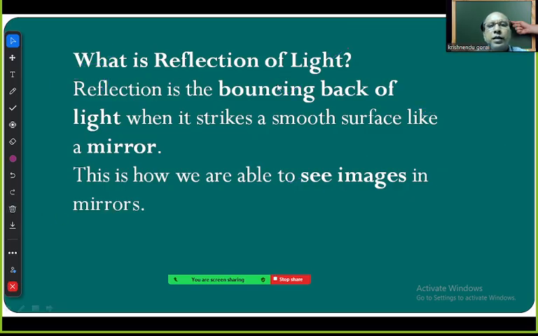Now, what is reflection of light? Reflection is the bouncing back of light when it strikes a smooth surface like a mirror. This is how we are enabled to see images in mirrors. I already told you the meaning of reflection, right? Now, if we go to the next slide, let us see.